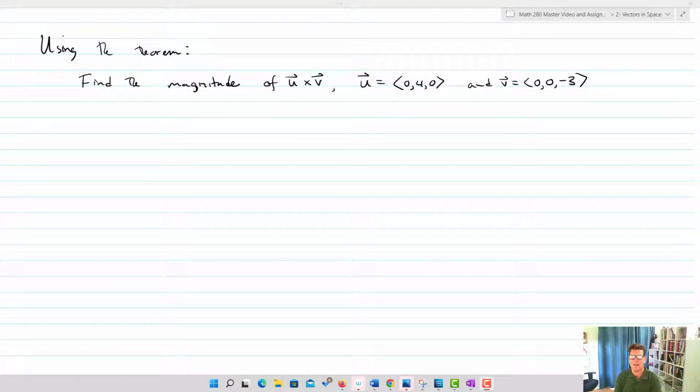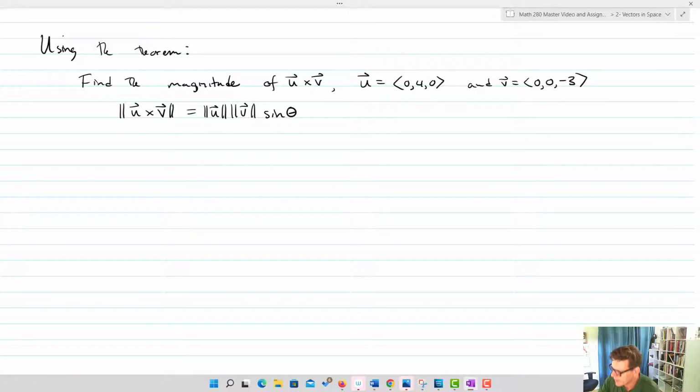Let's say, for example, I want to find the magnitude of u cross v, and I've got u equals 0, 4, 0, and v is equal to 0, 0, negative 3. Okay? So I know that the magnitude of u cross v is going to equal the magnitude of u times the magnitude of v times the sine of theta.